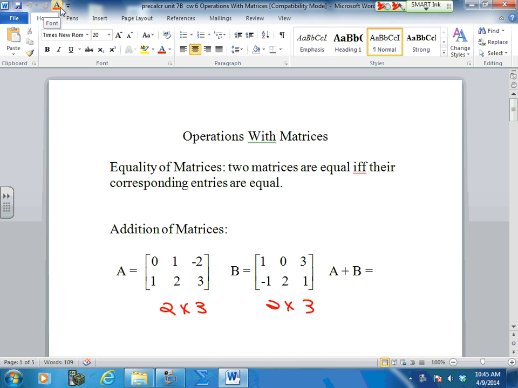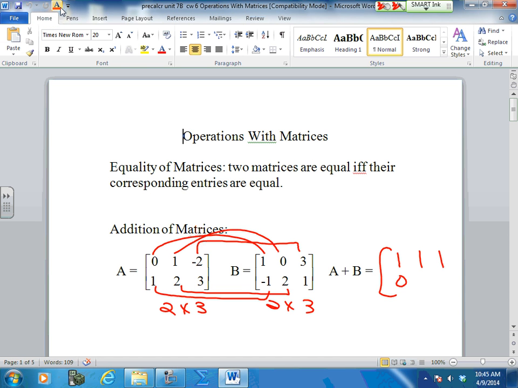Because what it does is it kind of layers them like this and says, add this one to this. You end up with a 1. Add this one to this, a 1. This one to this, a 1. See it? This guy to this guy, a 0. This one to this one, 4. And last, 4. And that's your resulting matrix.